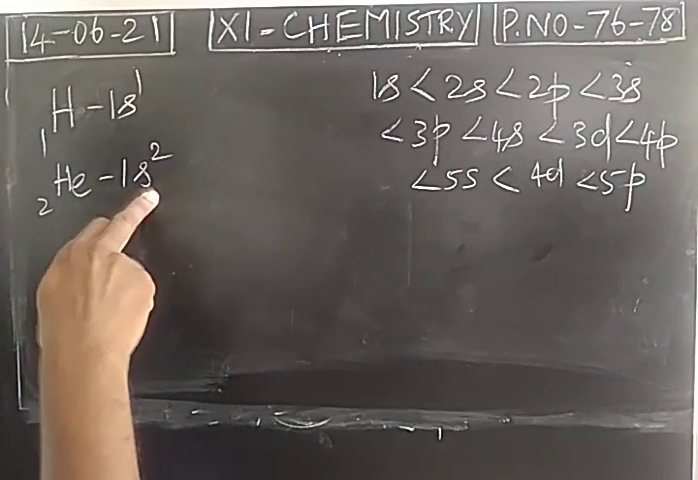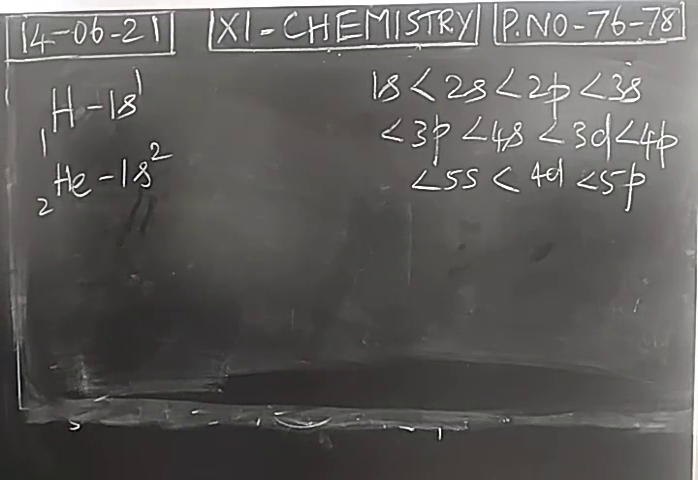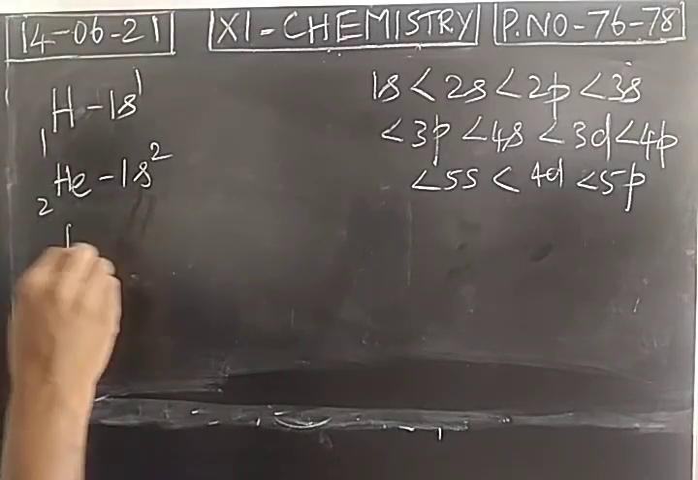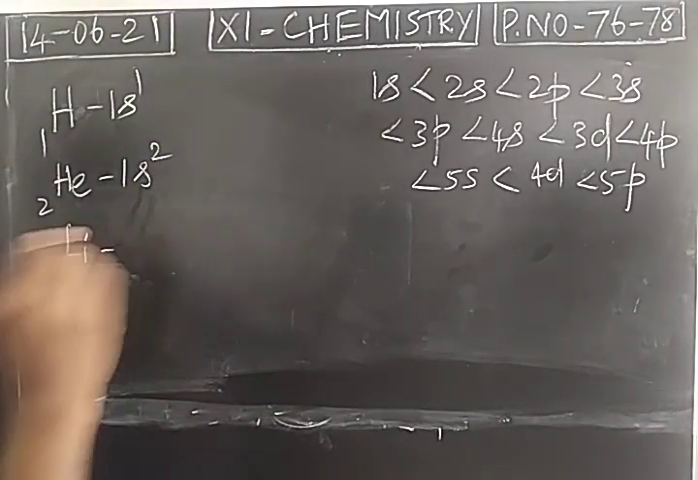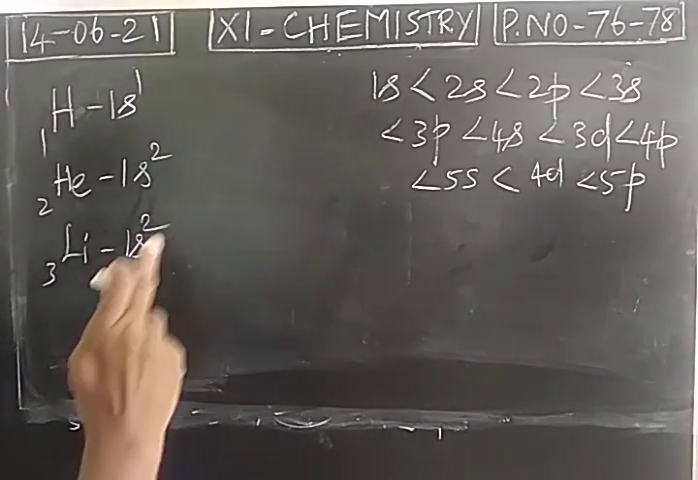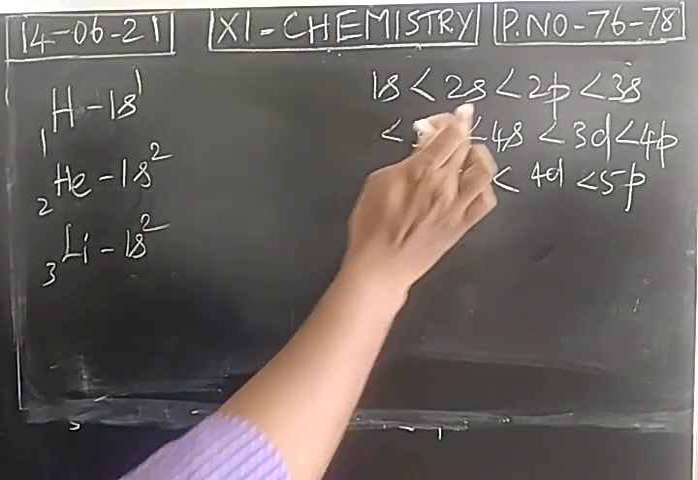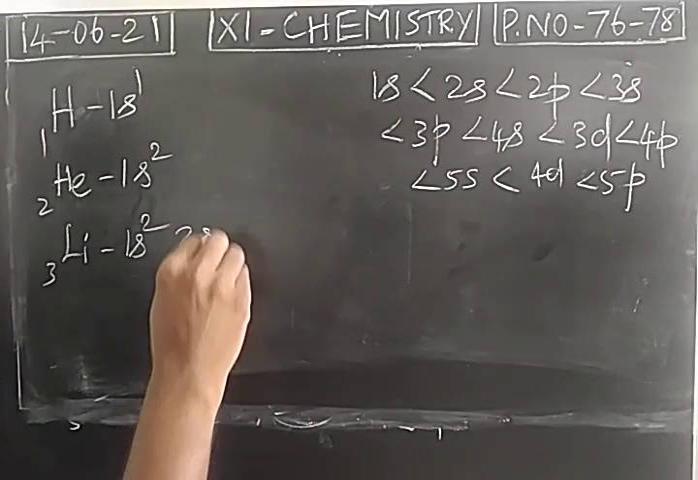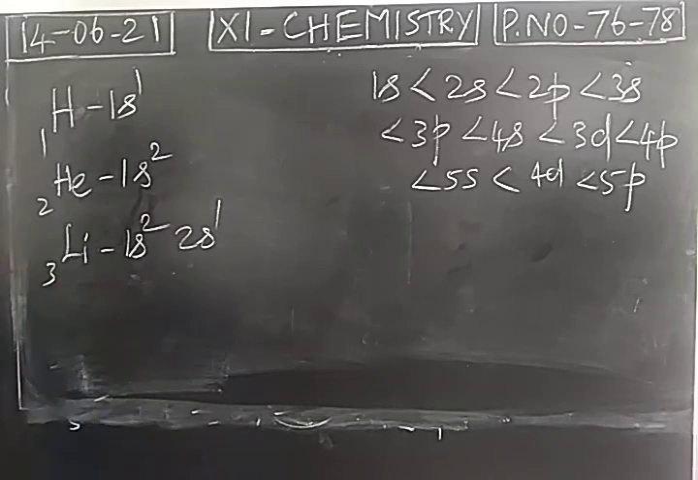Maximum 2 electrons can be present in an orbital. Okay. Then take lithium, atomic number 3. First 2 electrons will be placed in the lower energy orbital, 1s. The third electron will go to higher energy orbital, 2s. Electronic configuration of lithium is 1s2, 2s1.